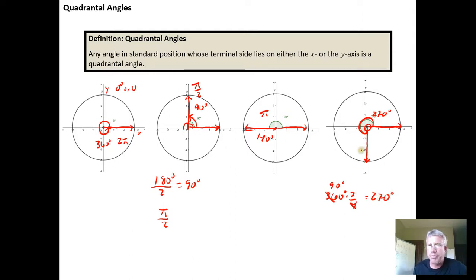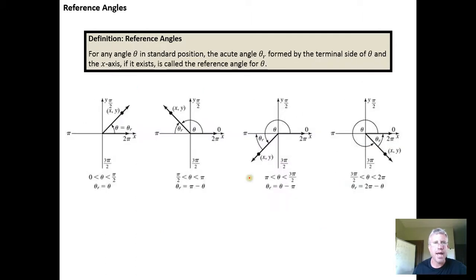If we're trying to identify this 270 degree quadrantal angle in radians instead, we would do something similar. A full rotation is 2 pi radians, and we have only 3/4 of that. Then we could simplify a little bit: 1 times pi times 3 is 3 pi, and over the denominator, 1 times 2, we just get 3 pi over 2. So those are quadrantal angles: any angle in standard position that lands on the x or y axis.